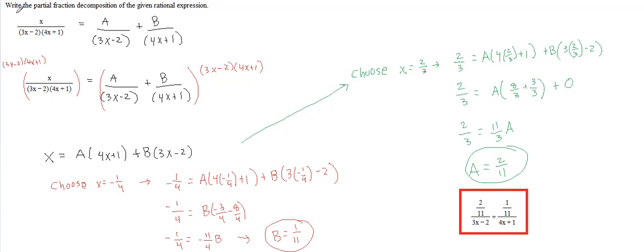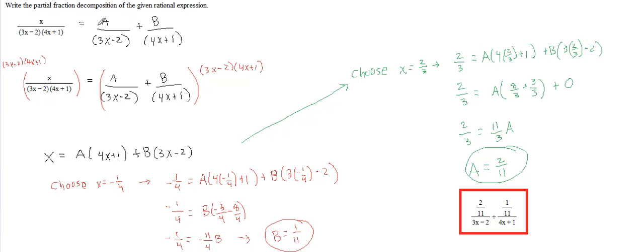This problem says write the partial fraction decomposition of the given rational expression. So here's what we're given, x over these two parts, and they were already factored out for us. Since they're both linear factors, we can just separate it into two fractions with an A and a B as the numerators. So our job here is to figure out what A and B are going to be.